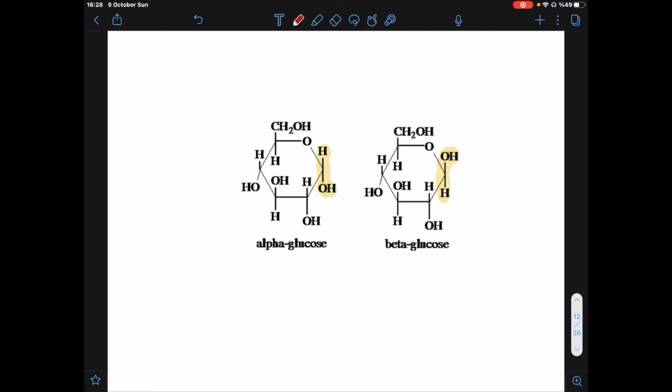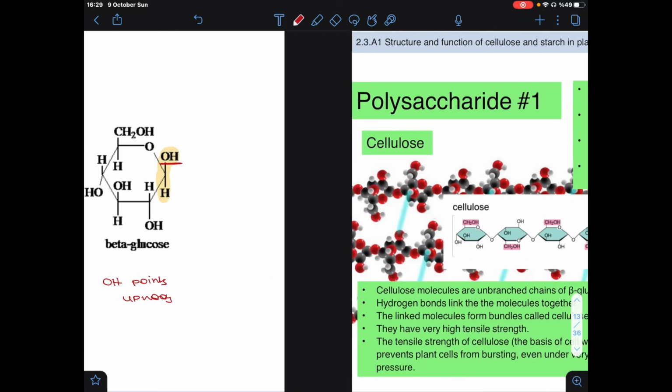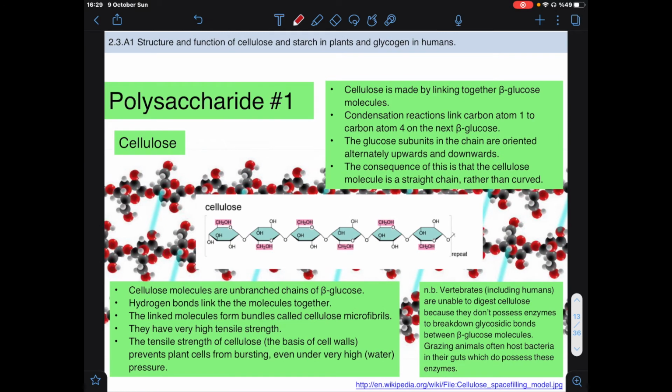So the only difference between these 2 is where the OH is located. So in alpha glucose, OH points downwards, and in beta glucose, OH points upwards. Okay, so now we can move on to the types of polysaccharides.